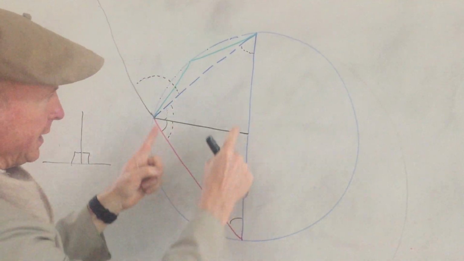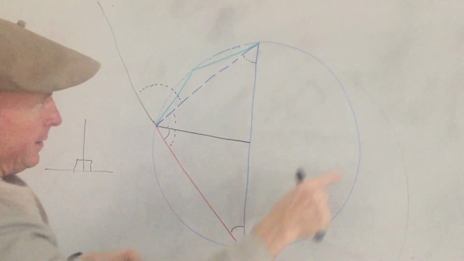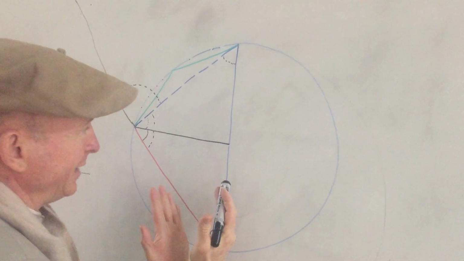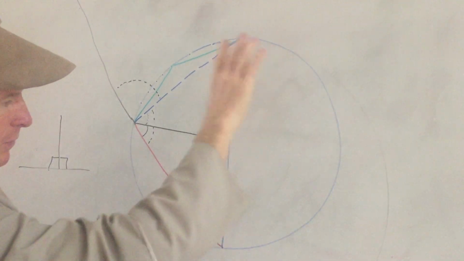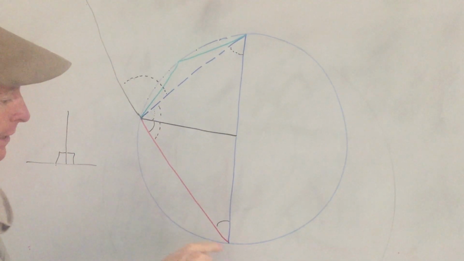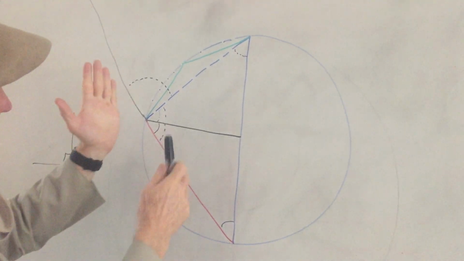But this angle is the angle in the greater segment. You see this greater segment? And this is an angle in that greater segment. We can show the same thing wherever we put that angle. Therefore, the angle in the greater segment is less than a right angle. Got that?